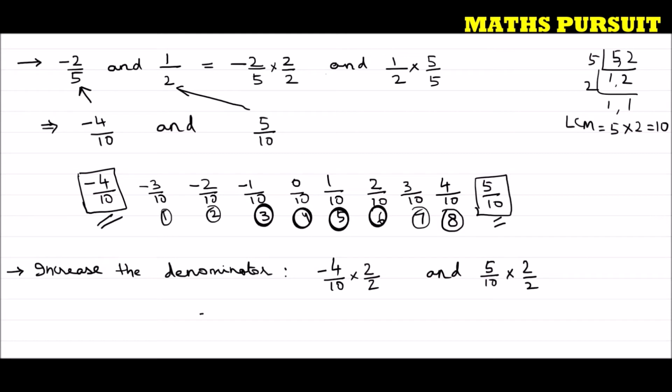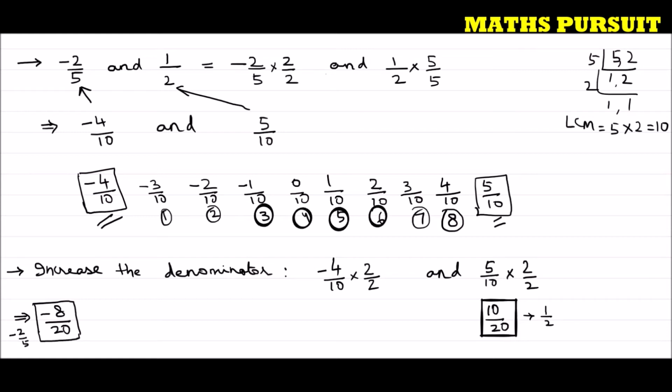Now the new numbers that I am getting are minus 8 upon 20 as one number, and at the extreme end I am going to write 10 upon 20. So these are the two numbers I got, and these are my starting point and end point. 10 upon 20 is nothing but 1 upon 2, which was initially given in the question, and similarly minus 8 upon 20 is the other rational number given in the question, which is nothing but minus 2 upon 5.